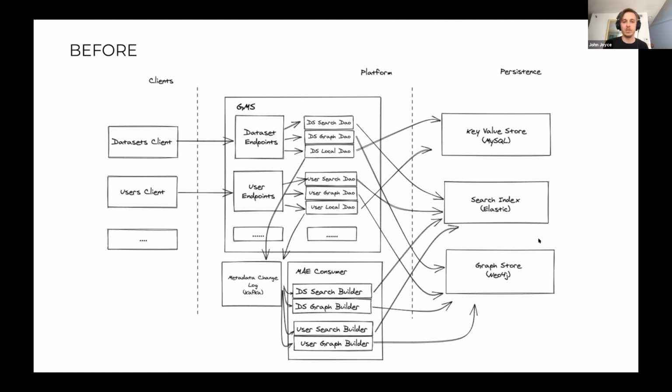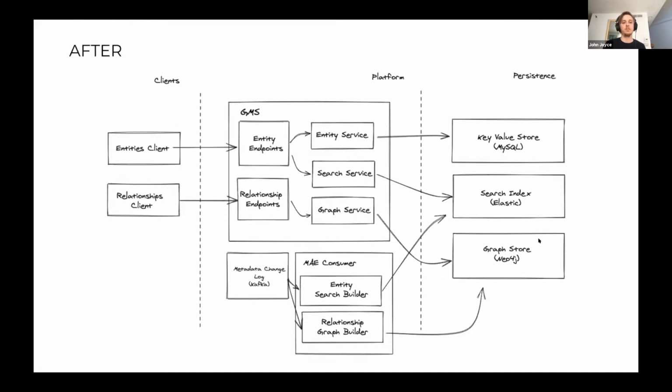And now I'll show you kind of what the after looks like. So this is the after. We've revised that such that we have two sort of generic sets of endpoints. One is about entities. So it provides the ability to read, write, search, browse any entity in DataHub. We have the relationship endpoints, which allows you to effectively do the same, but for edges, right? And then we have these service classes that sit behind those. And those are the key. They're kind of the generic read and write abstractions over the persistence layer, right? So we have the entity service, we have the search service, we have the graph service.